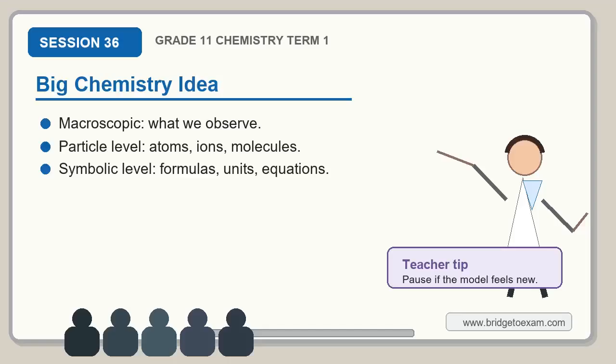First, keep the three chemistry levels together. Theoretical yield is the maximum product predicted by stoichiometry. Actual yield is what is collected in the lab. Percent yield compares the two. When you feel stuck, ask, what did I observe? What are the particles doing? And what symbol or calculation represents it?